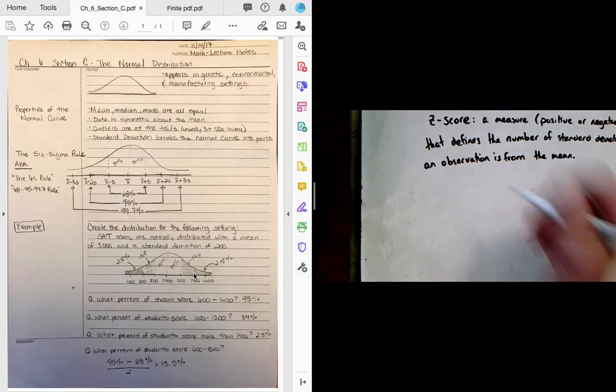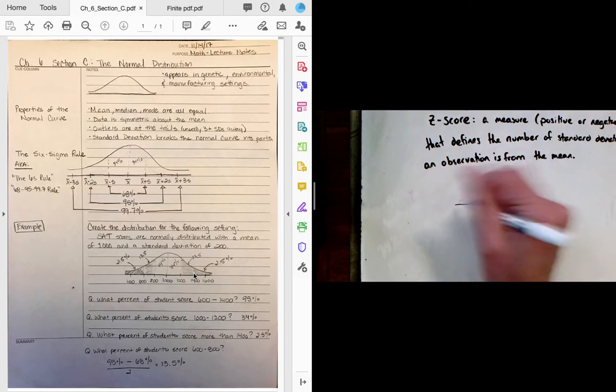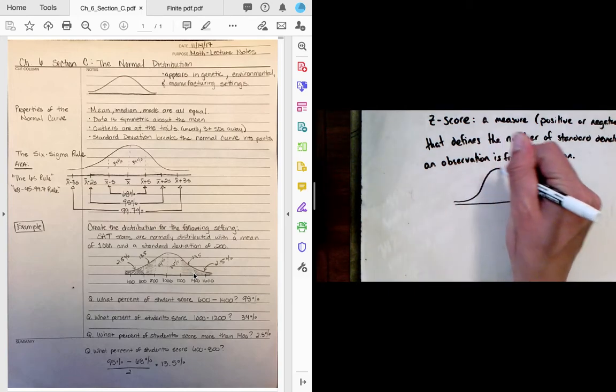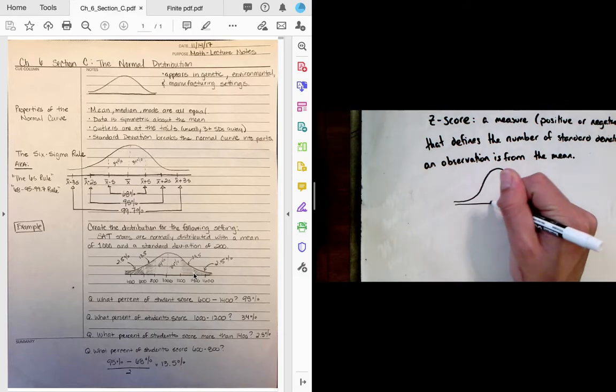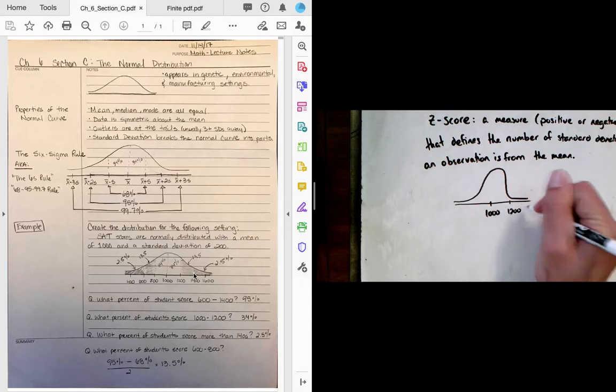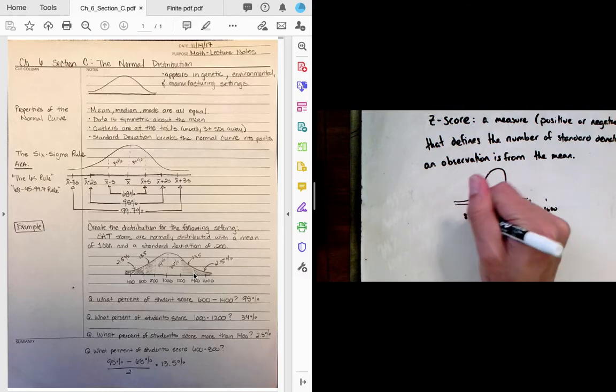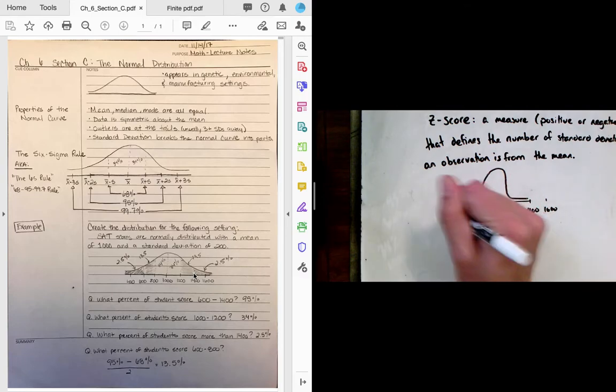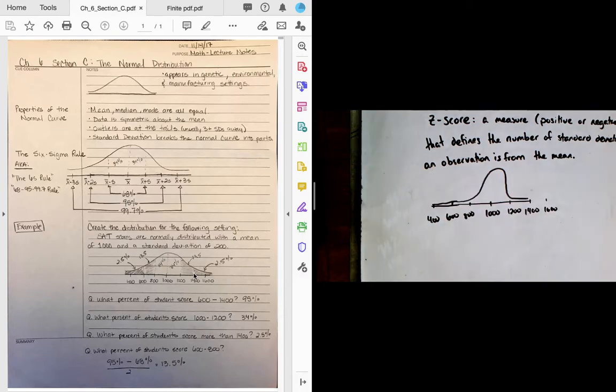So in the previous example, we had a curve that had 1,000 in the middle, and then I'm just going to go one standard deviation out. Remember, the standard deviation was 200, so when we went to the right, it was 1,200, 1,400, 1,600, and so on and so forth. Going to the left, remember, it was 800, 600, and 400. The z-scores associated with these values.